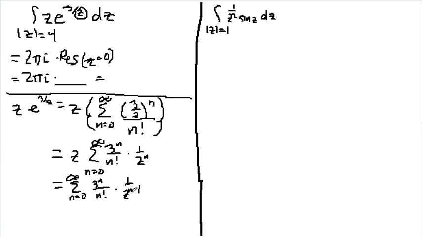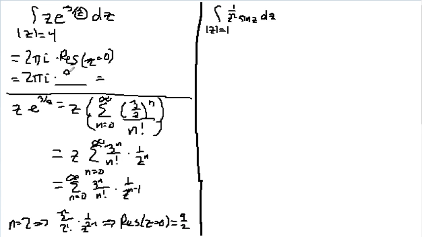So you notice what we want here: the residue is just the term that's 1 over z. And that happens when n equals 2. So n equals 2 implies that the term is 3 squared over 2 factorial times 1 over z to the 2 minus 1, which implies that the residue at 0 is 9 over 2. And now we just plug this in. 9 over 2 times 2 pi i gives me 9 pi i, and I'm done with this integral.